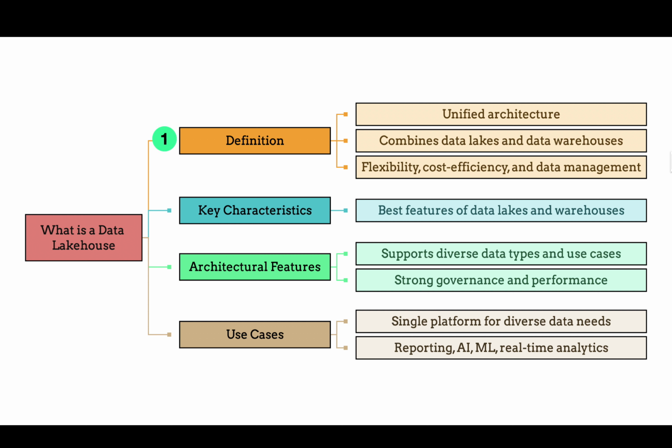1. Definition. A data lakehouse is a new, unified architecture that combines the flexibility and cost efficiency of data lakes with the data management and ACID transactions of data warehouses. 2. Key characteristics. Combines the best features of data lakes and data warehouses. 3. Architectural features. Supports a wide variety of data types and use cases, from historical reporting to machine learning, with strong governance and performance. 4. Use cases. Ideal for organizations looking for a single platform to handle all their data needs, including reporting, AI and ML, and real-time analytics.